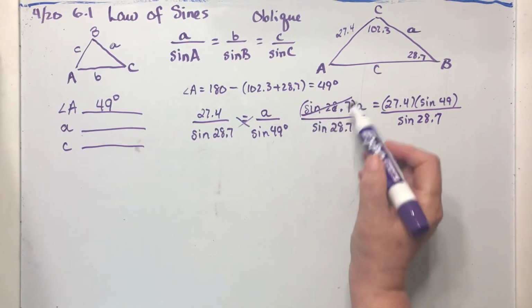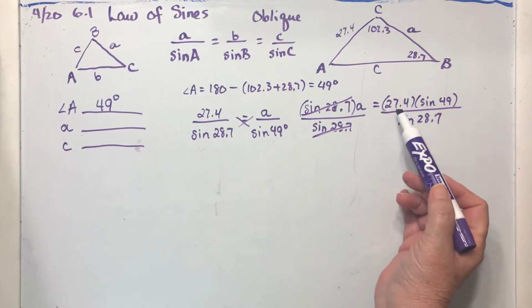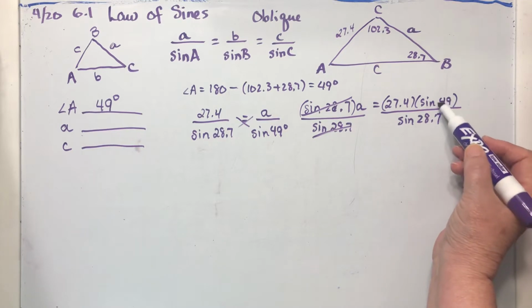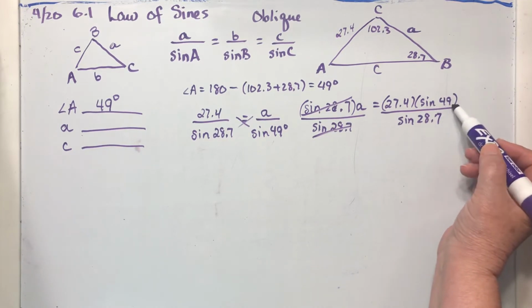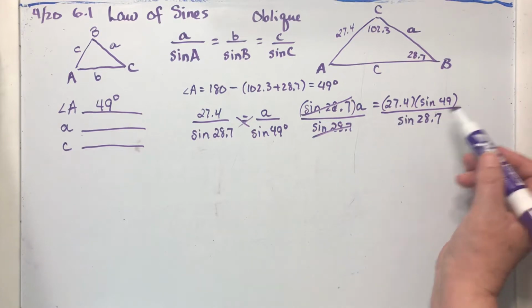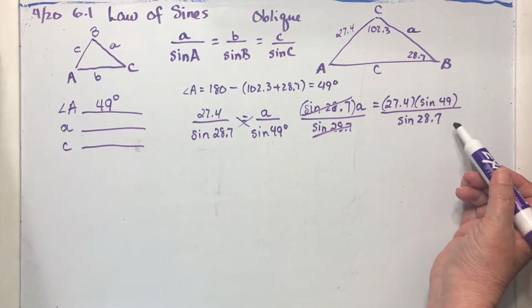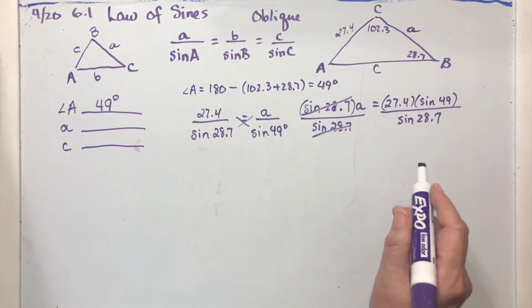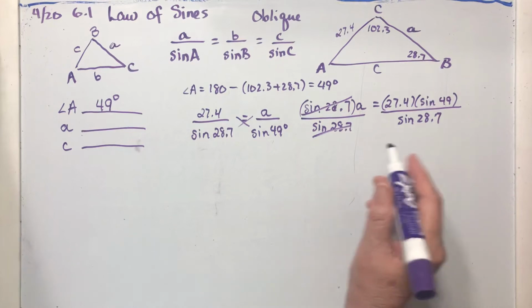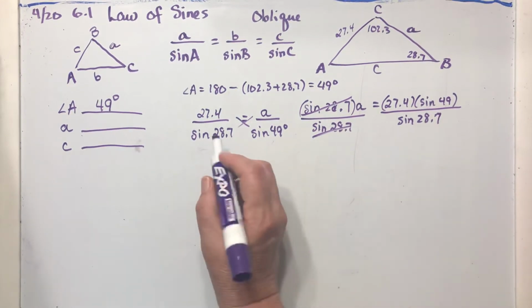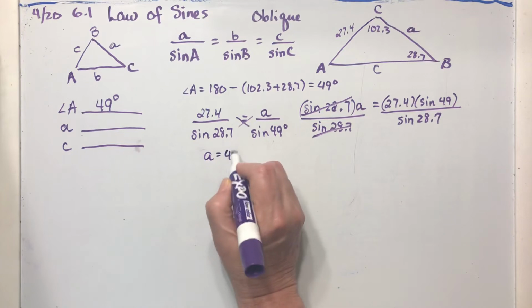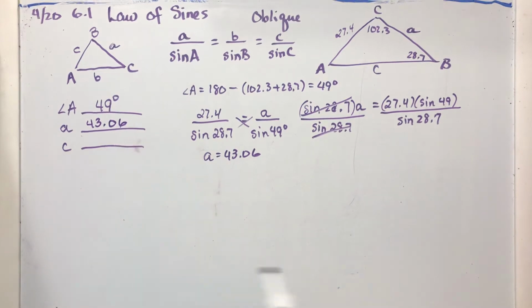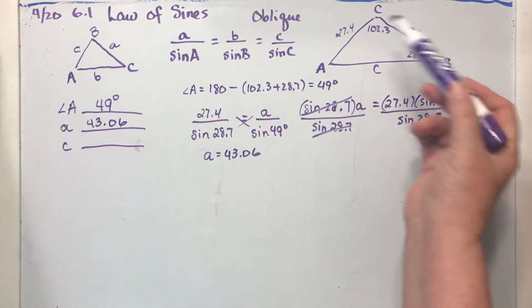Now we are going to have to put stuff in our calculator. So in your calculator, do 27.4 times the sine of 49. And remember, your calculator may open a parentheses here at 49. You're going to have to close that before you do divided by, and then sine of 28.7. And when you do that, you should get that little a is equal to 43.06. Now we can't use Pythagorean theorem here because this is not a right triangle.